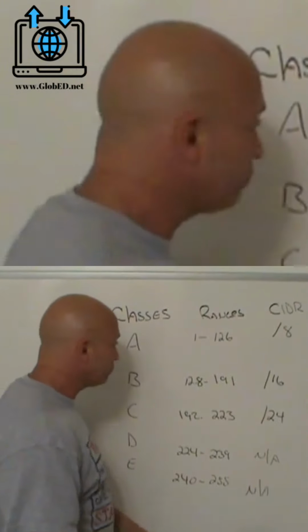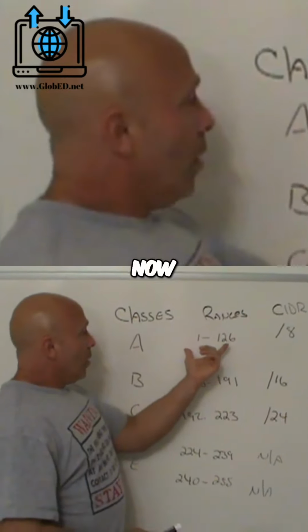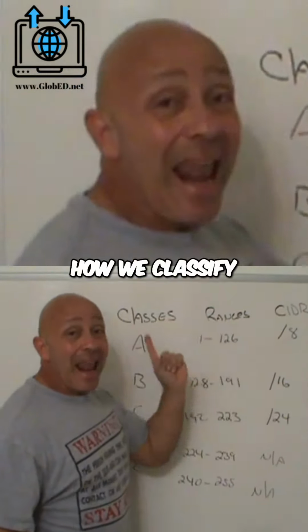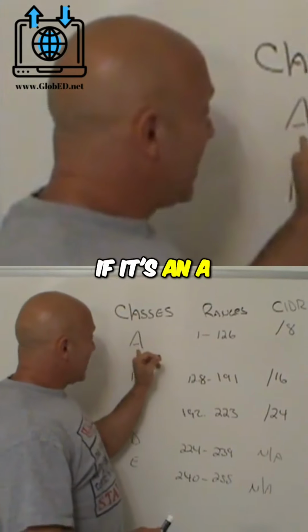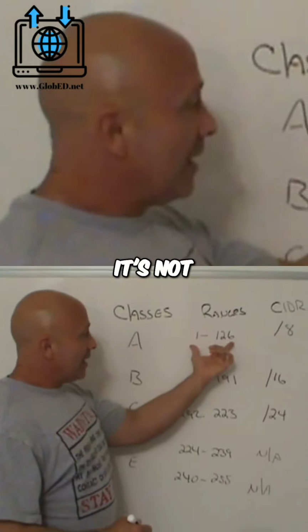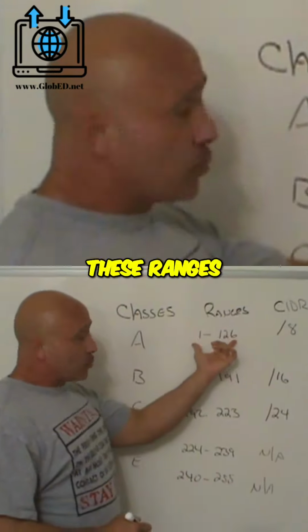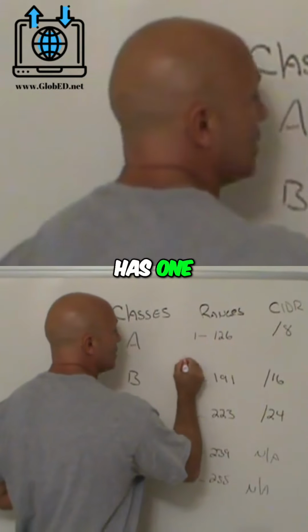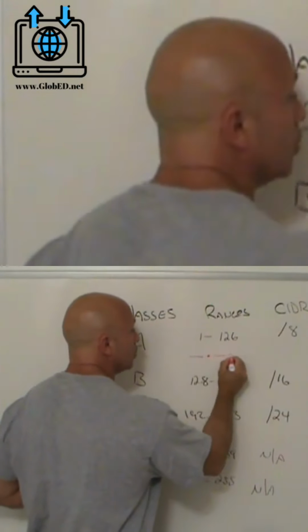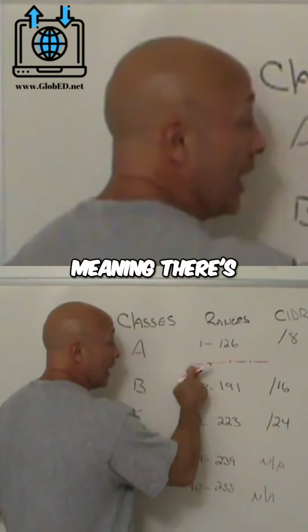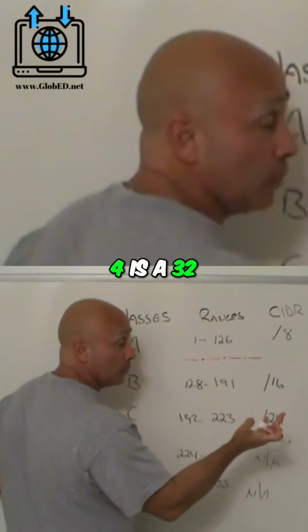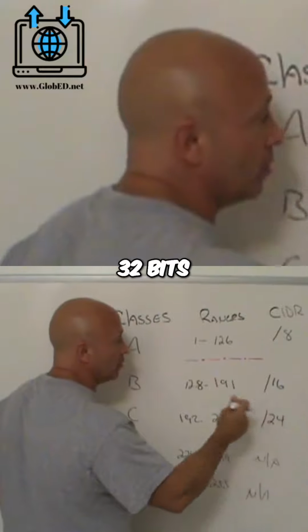and we don't even use them. Now, when we talk about the ranges, how we classify, okay? If it's an A, B, or C, these ranges are in the first octet. And an IP version 4 address has 1, 2, 3, 4 octets, meaning there's 8 bits in each one. 4 octets is a 32-bit address. IP version 4, 32 bits.